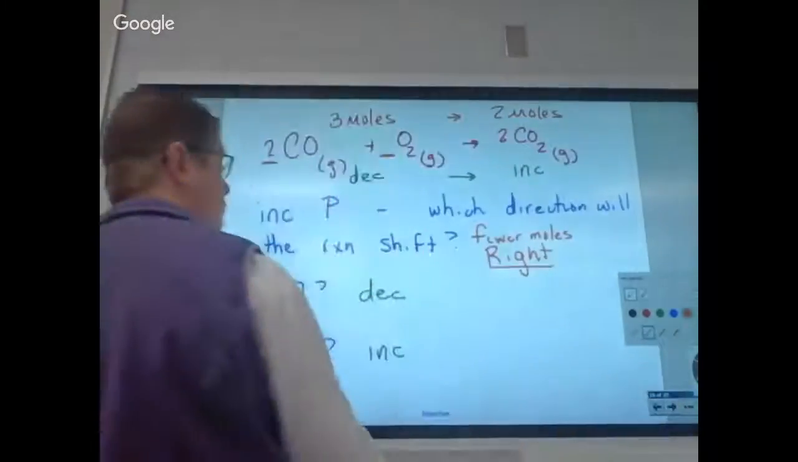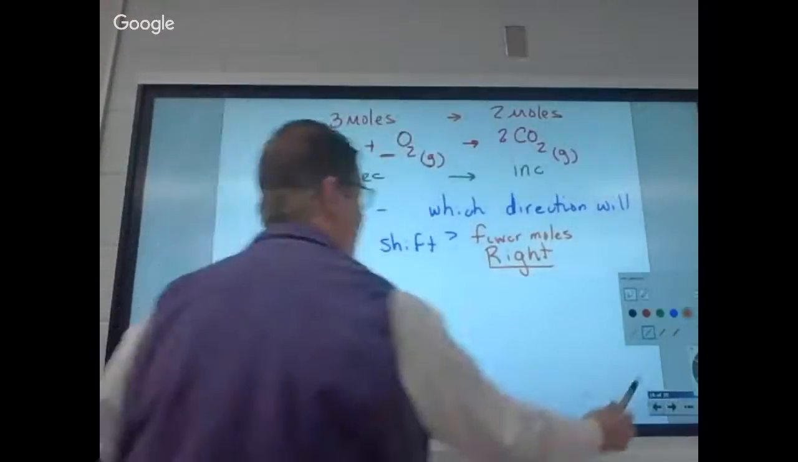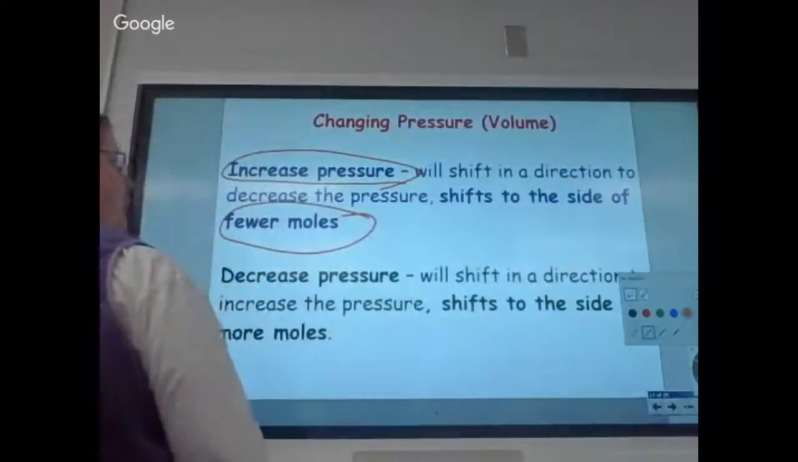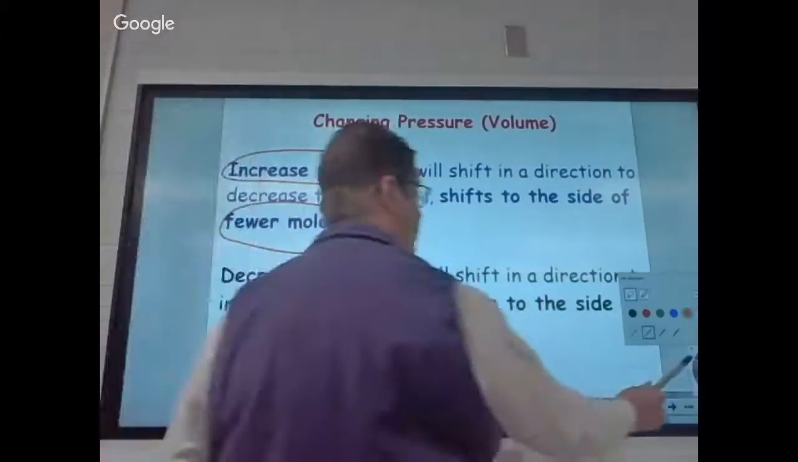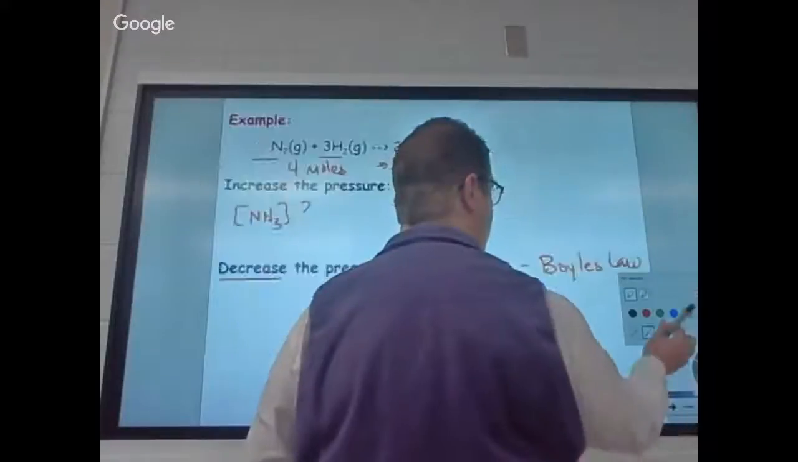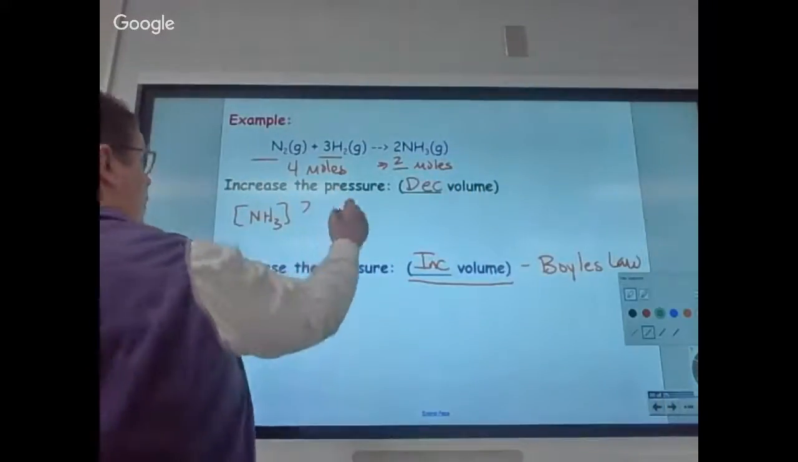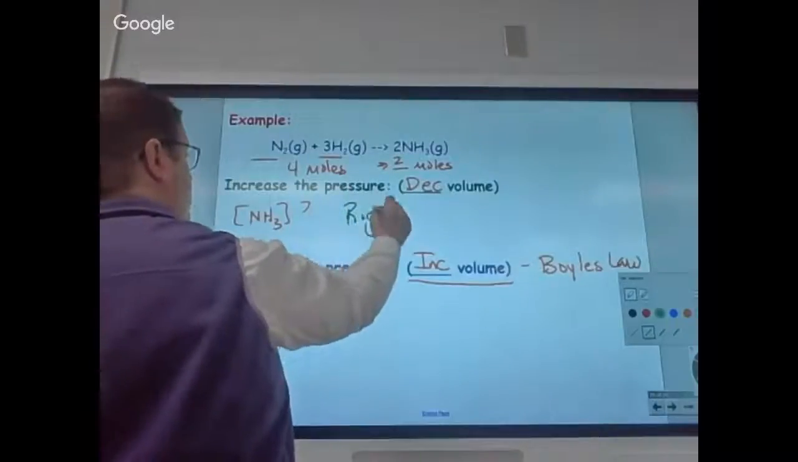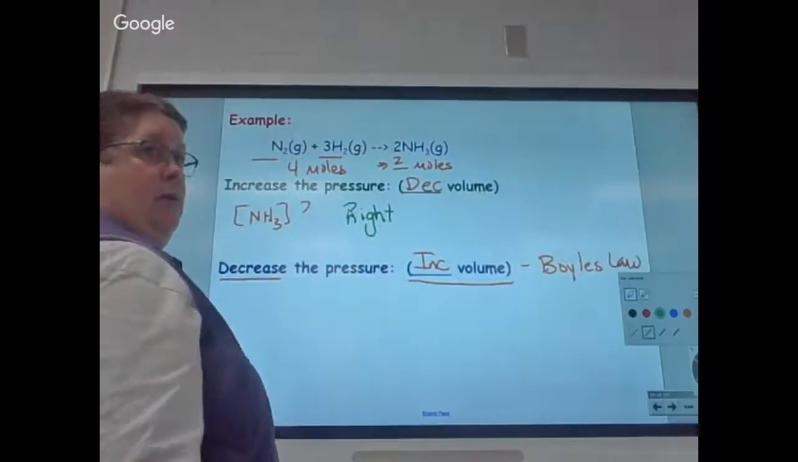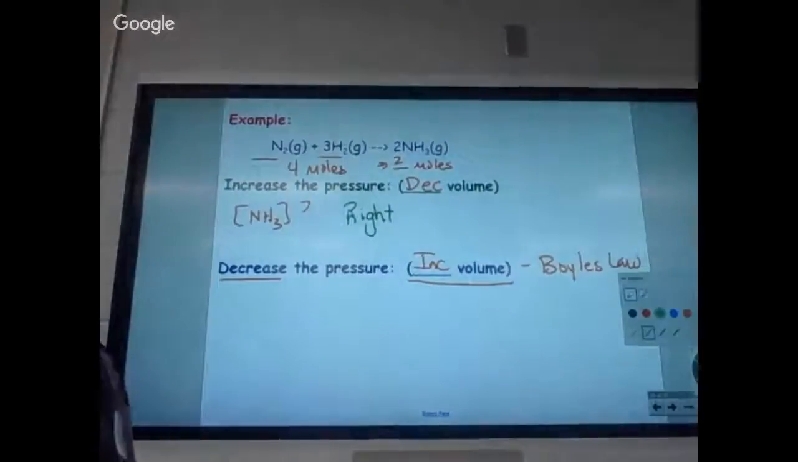If I increase pressure, it goes to the side of what? Fewer moles. So which side is the fewer moles on? Fewer moles is where? To the right. Can you just think of it as whatever is moving always moves to the direction that the reaction shifts? Sure. All right.